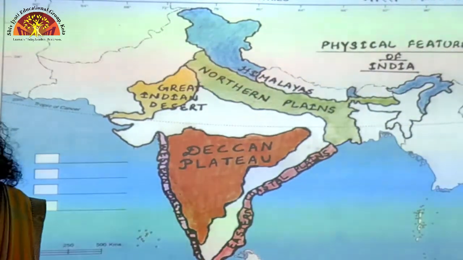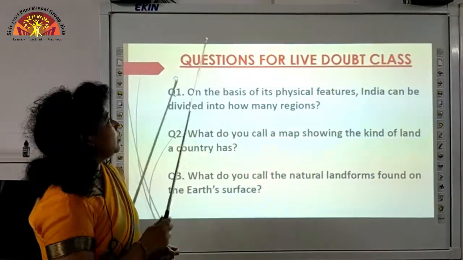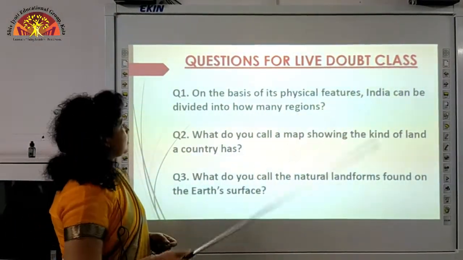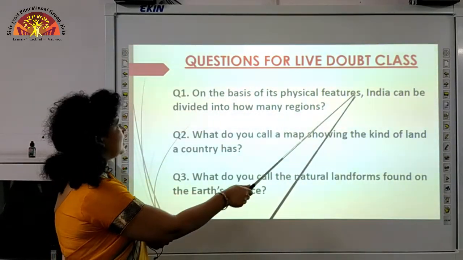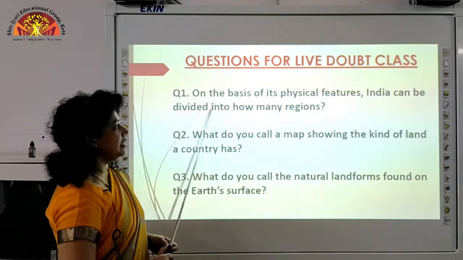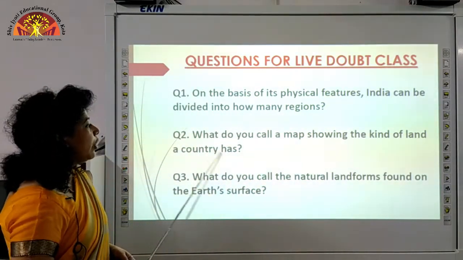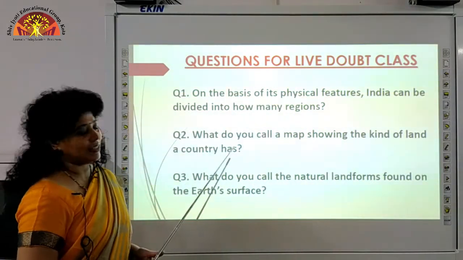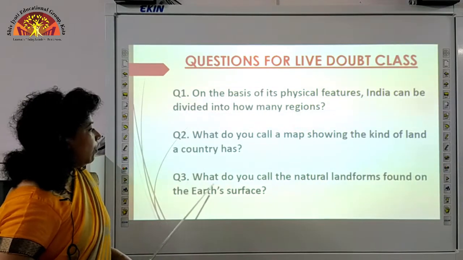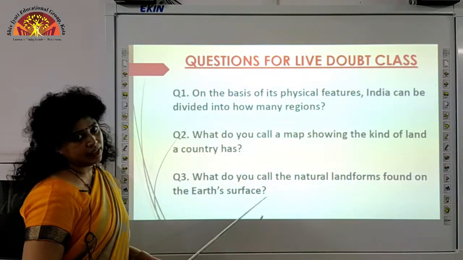Okay? Now let me come to the question part of this chapter. Questions for the live out class. First question, on the basis of its physical features, India can be divided into how many regions? Second question, what do you call a map showing the kind of land a country has? And the third question, what do you call the natural landforms found on the earth's surface?